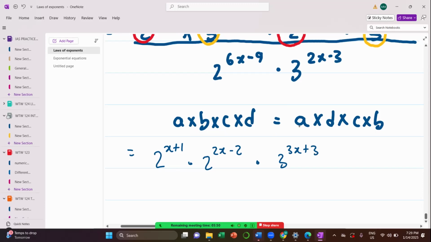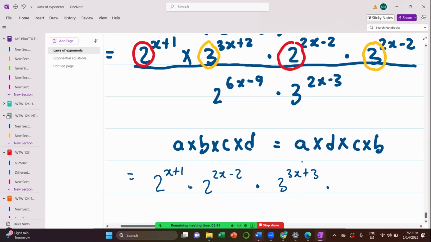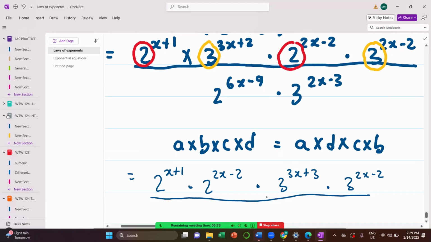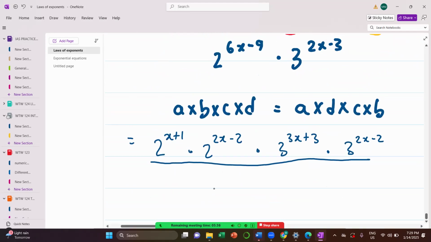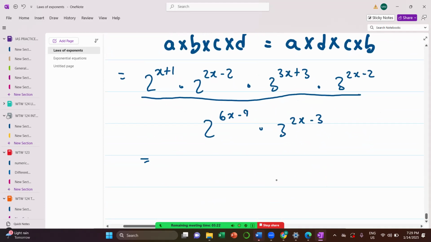3x plus 3 times 3 to the exponent of 2x minus 2, all over, I still keep the denominator, which is 2 to the exponent of 6x minus 9 times 3 to the exponent of 2x minus 3. So here, I'm multiplying exponent powers of the same base. So I'm just going to keep the base and add the exponents.